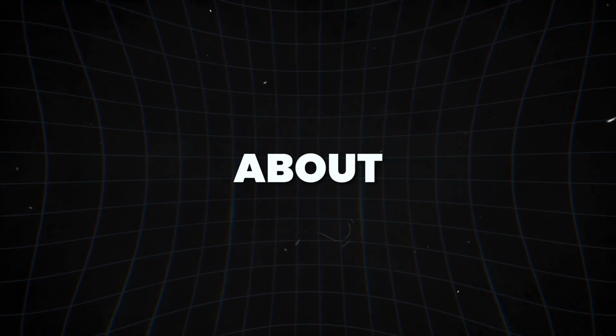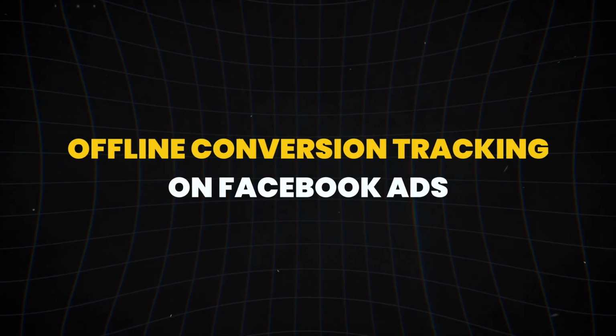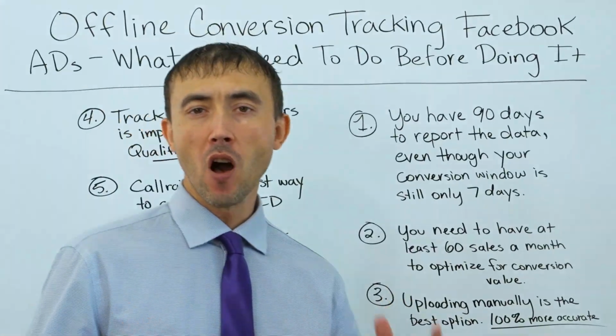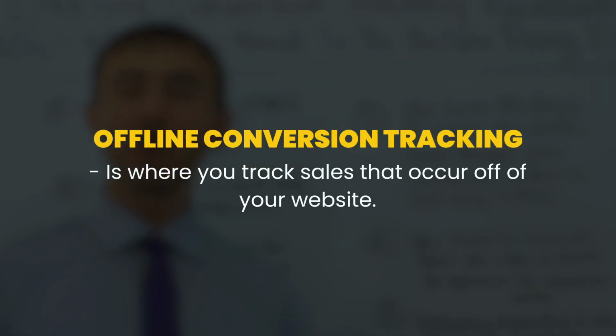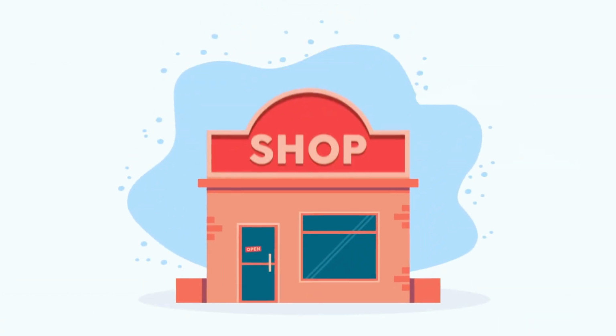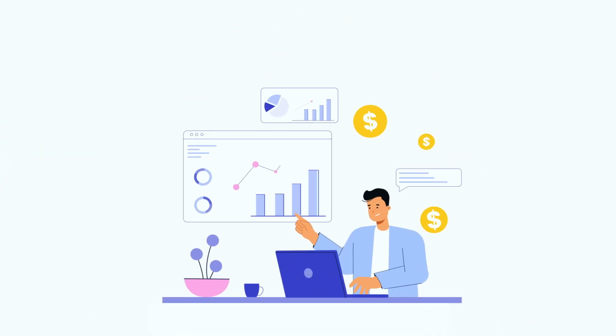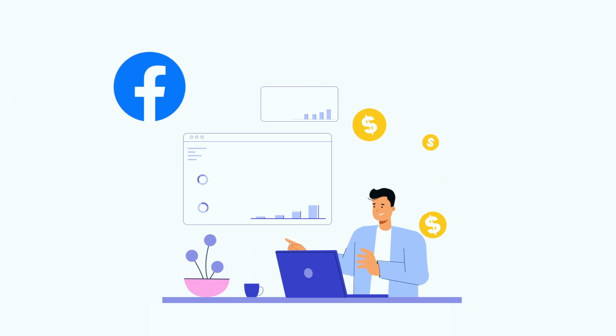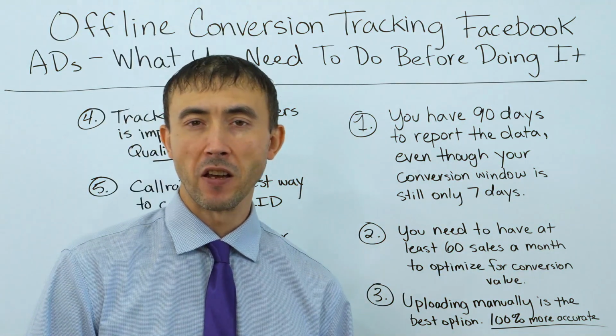Today's video, we're going to talk about offline conversion tracking on Facebook ads and what you need to know before doing this. Offline conversion tracking is where you track sales that occur off of your website. So if you have a brick and mortar store, and you want to track sales that come through your store in your Facebook ad account to steer your Facebook ad performance and see how well they're doing, you can do that with offline conversion tracking.